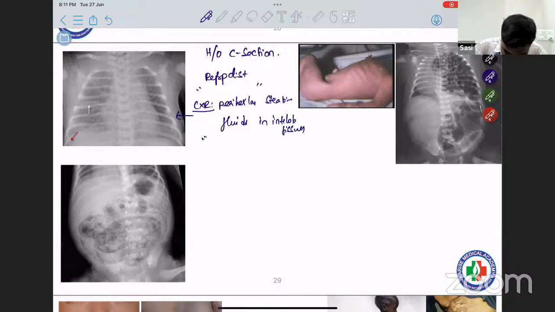This will be suggestive of which condition? What do you think? This will be suggestive of which condition? And it is a transient condition. Yeah, this will be suggestive of transient tachypnea of the newborn. As it is a transient condition, it will resolve on its own within 72 hours.